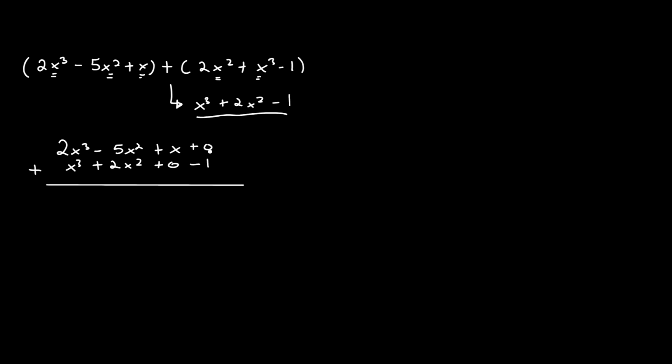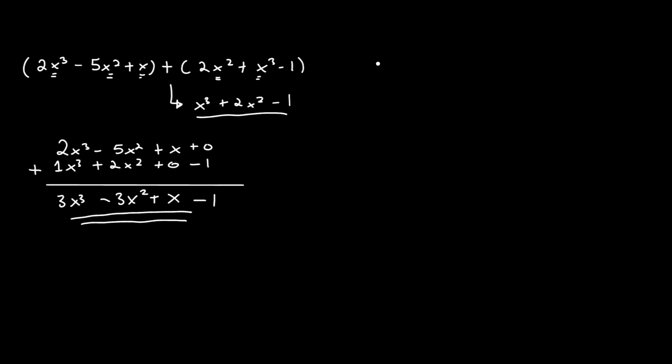So 0 plus negative 1, our answer will be negative 1. Simply bring down the x over here, it's plus x. And now negative 5 plus 2 will be negative 3, and we will have negative 3x to the second power. And over here, 2x cubed plus x cubed. Here we have a 1, so that will be 3x cubed. And this is our answer for this first example of adding polynomials.